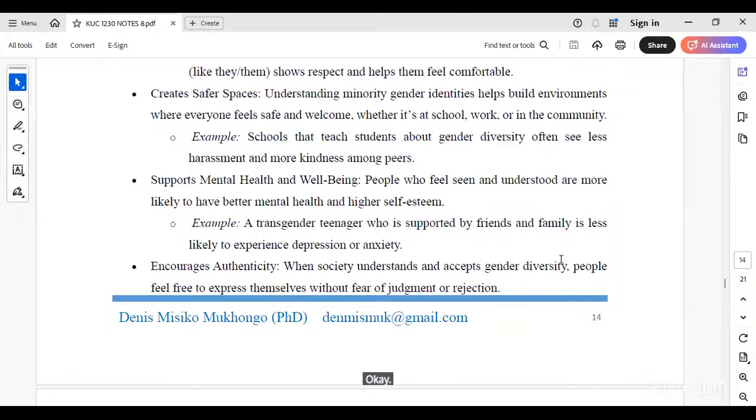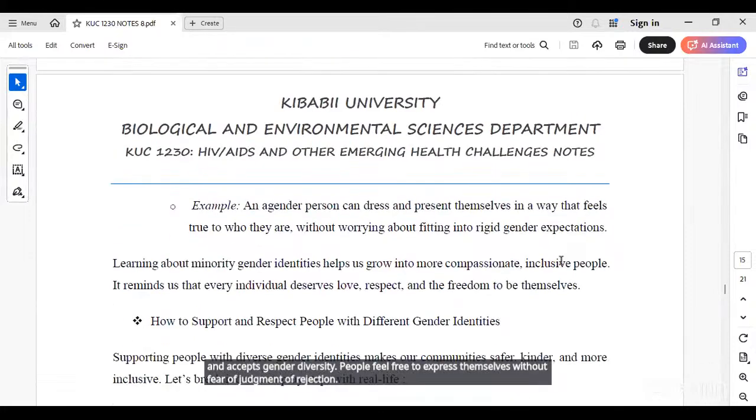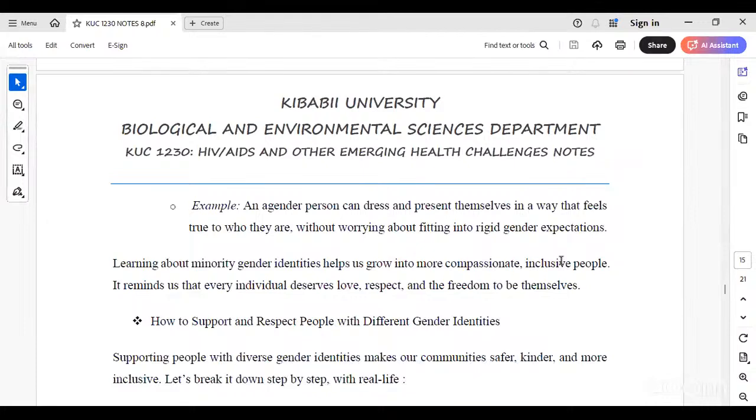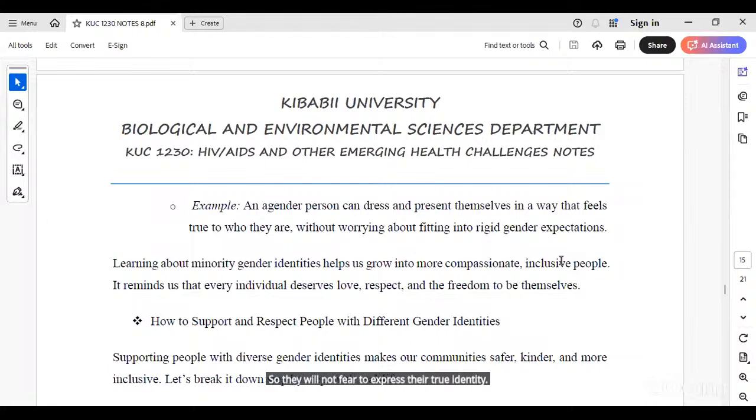The other thing is it encourages authenticity. When society understands and accepts gender diversity, people feel free to express themselves without fear of judgment or rejection. So when these people feel that the society knows that we are there, then whoever is transgender can go out there and say that I am a transgender. So they will not fear to express their true identity. Okay, and that helps a lot for them to fit into the society.